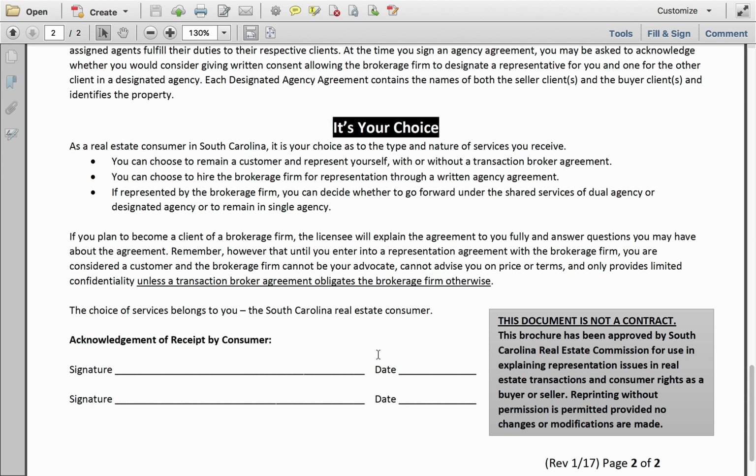You can choose to remain a customer and represent yourself. You can choose to hire a brokerage for representation through a written buyer agency agreement. And if you decide to be represented by our firm, you can then decide later whether to allow dual agency. As you can tell, you're in the driver's seat.